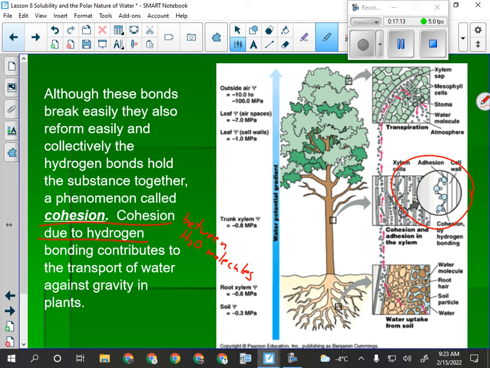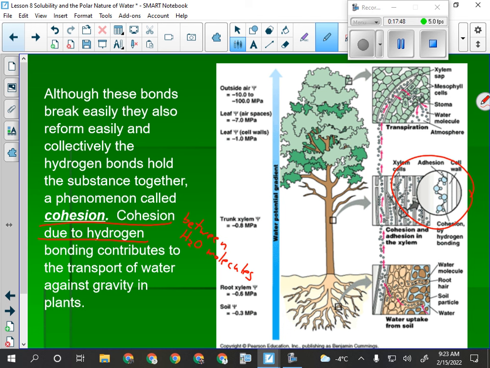So here's what you need to know about polar nature of water. What it means to be a polar molecule. The electrons are not shared. One end is positive, one end is negative. That's what it means to be a polar molecule. What behaviors can a polar molecule exhibit? Cohesion and adhesion, because of hydrogen bonds. Those two behaviors happen because of hydrogen bonds.